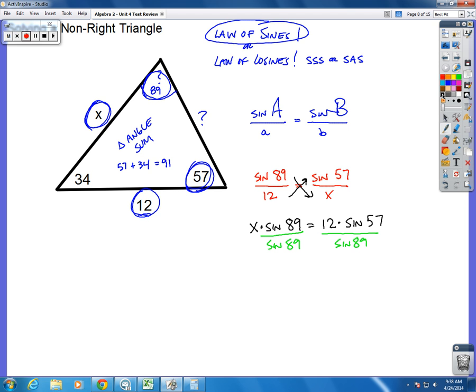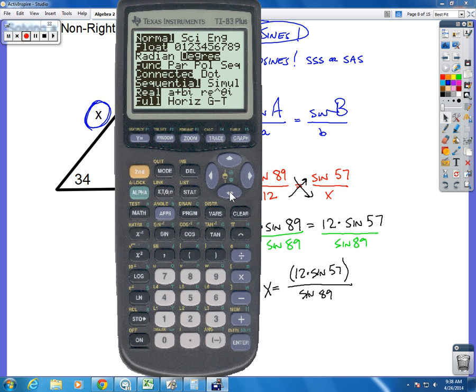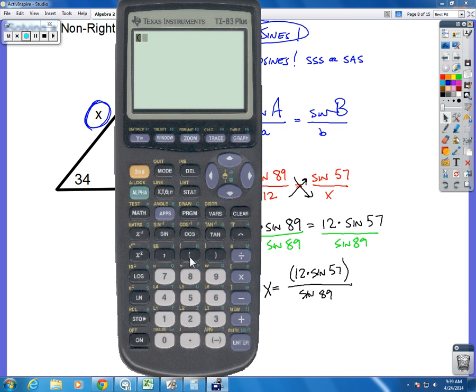Now I can determine what x is by taking 12 times the sine of 57 and dividing that by the sine of 89. So let me get my calculator here quick. So when you're using the calculator, the first thing you want to check is to make sure your mode is in degrees. Mine is. All right. And now I can go ahead and type this all in at one time. So 12 times the sine of 57, okay, divided by the sine of 89.